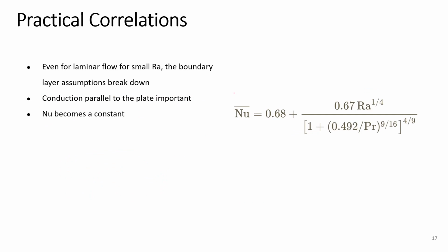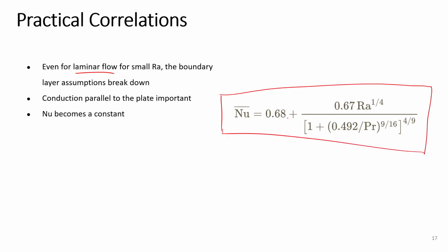Then we have these correlations that have been obtained by solving those momentum equations. So for laminar flow, we have this Nusselt number correlation, and this says that if the Reynolds number is very small, that is, if this term becomes 0, then the Nusselt number will be a constant, and that value is basically 0.68.